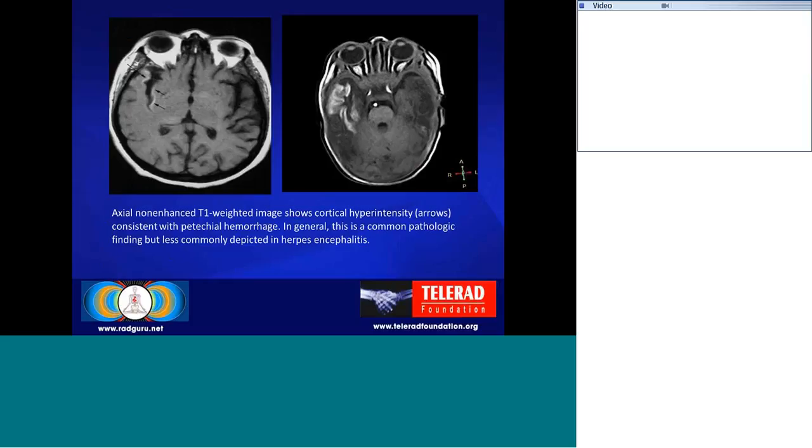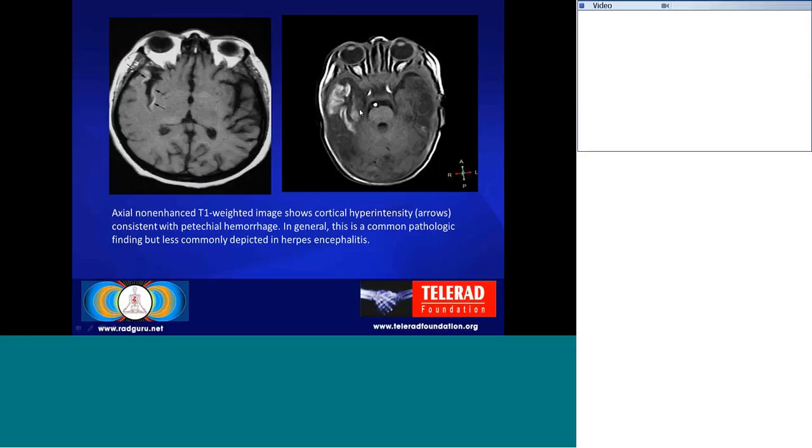As I told you, T1 weighted images are useful only in detection of complications, which will be very helpful. This is a patient where we can see the hyperintensity along the insular cortex. There's a hyperintensity which indicates petechial hemorrhages in cases of herpes simplex encephalitis.